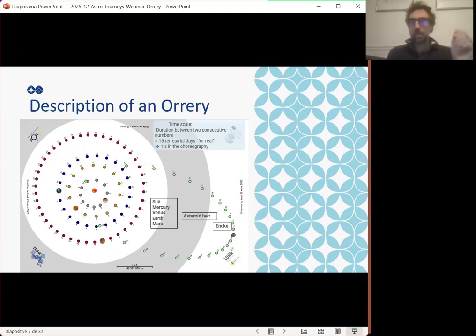Then we have a time scale. So here it's written 16 days. This is a duration between two consecutive numbers. Like for the orbit of Earth, if you want to go from one position to the next, Earth takes 16 terrestrial days, but when you move on the orrery, you will take, for example, 1 second. So this is a time scale that relates the real time to the time in the choreography.